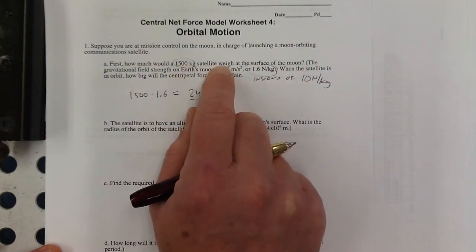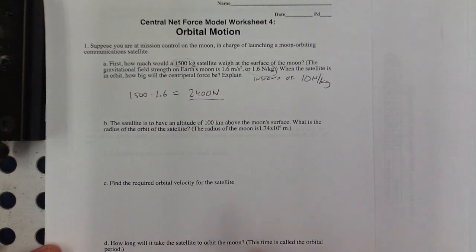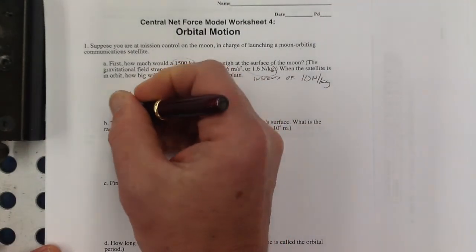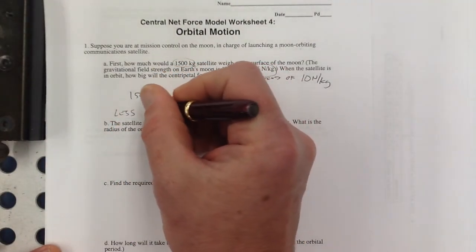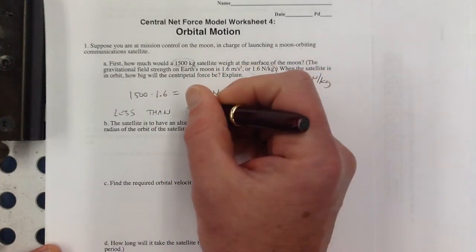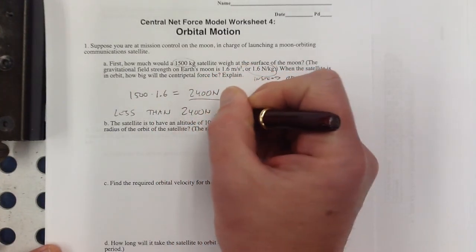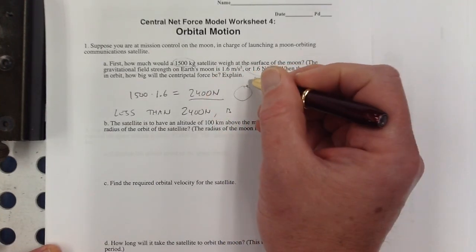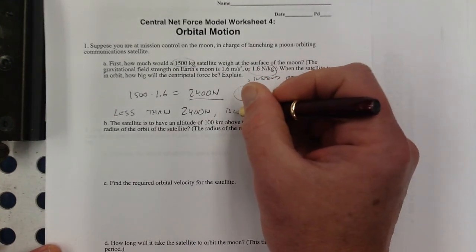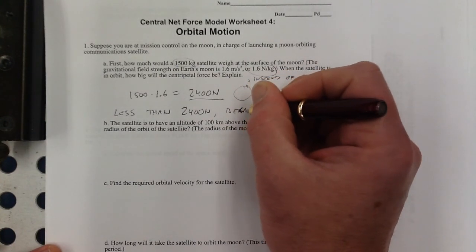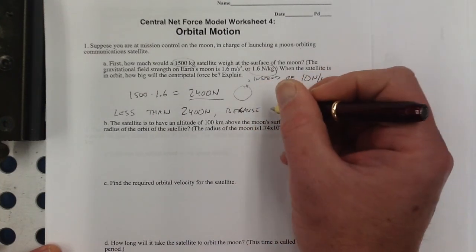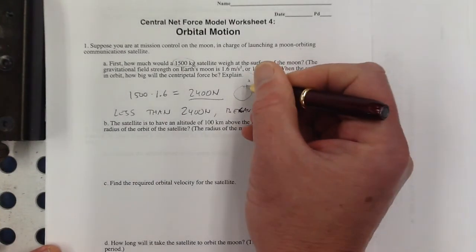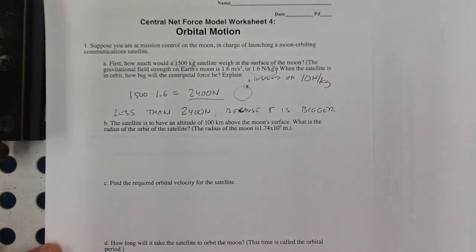Now this satellite on the Earth would be 15,000 newtons, right? When the satellite is in orbit, how big will the centripetal force be? It will be less than 2,400 newtons, because this is what it is at the surface of the moon. So when it's up in orbit, it's going to be less, because the R is greater. If you get further away from that surface, then it's going to decrease.